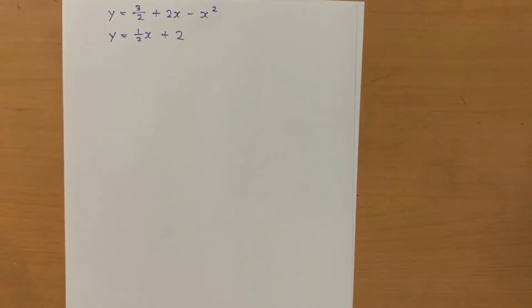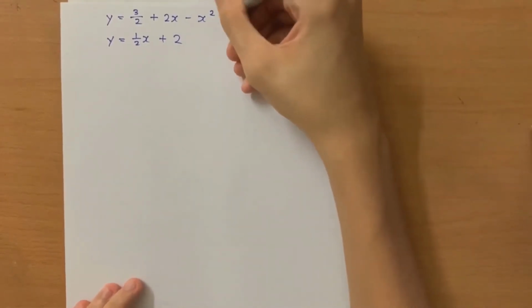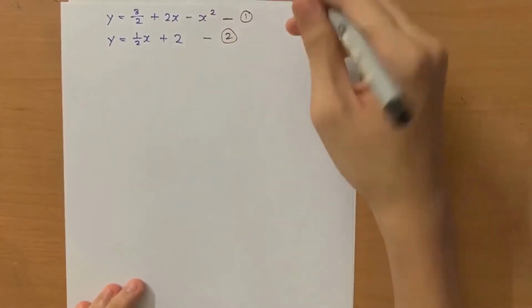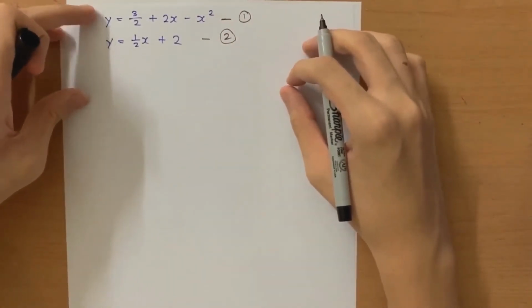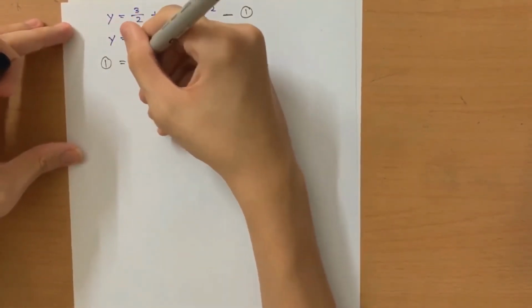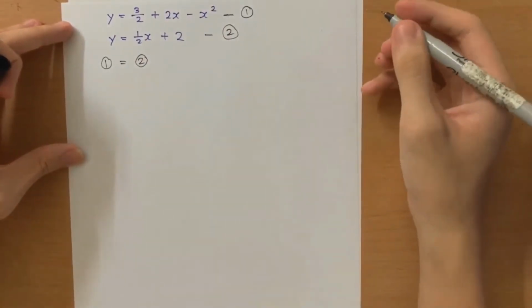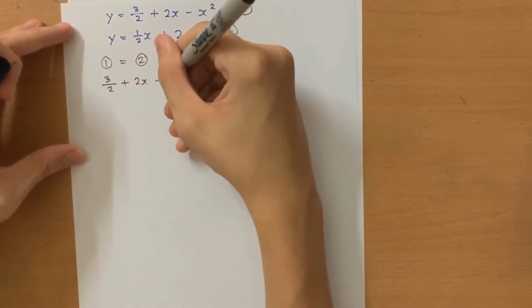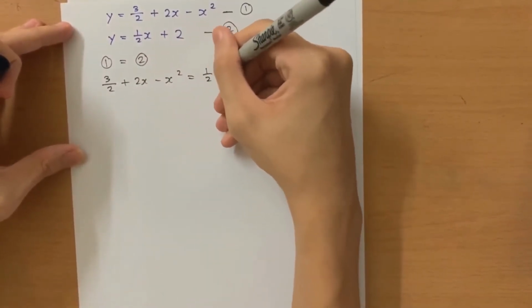So let's look at another example of simultaneous equations. This time we are going to involve some fractions, but the method is almost similar, so we're just going to try it out. We call this equation 1, and this is equation 2. Since the y values are the same, as we are solving simultaneous equations, we let equation 1 be equal to equation 2. So this will happen: 3 over 2 plus 2x minus x squared is equal to half x plus 2.